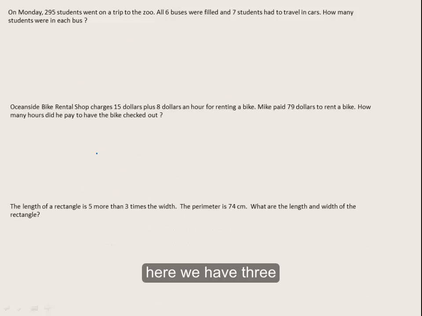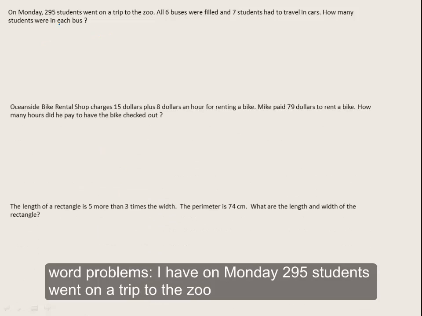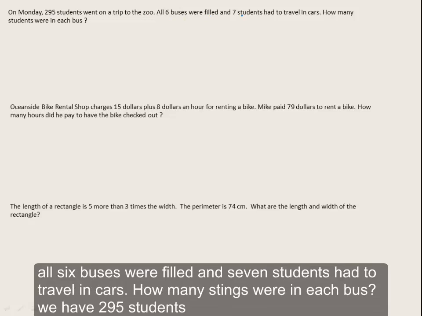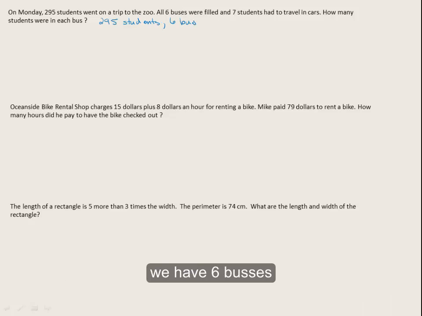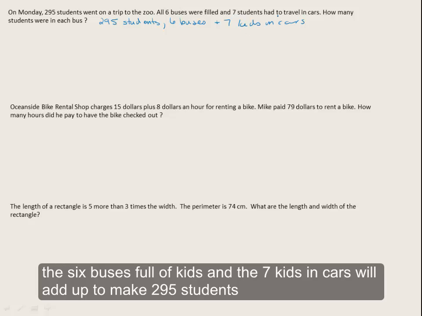Here we have 3 word problems. On Monday, 295 students went on a trip to the zoo. All 6 buses were filled and 7 students had to travel in cars. How many students were in each bus? Okay, so we have 295 students. We have 6 buses and 7 kids in cars. The 6 buses full of kids and the 7 kids in cars will add up to make 295 students.